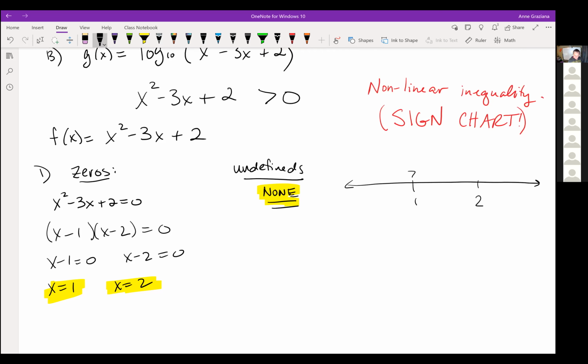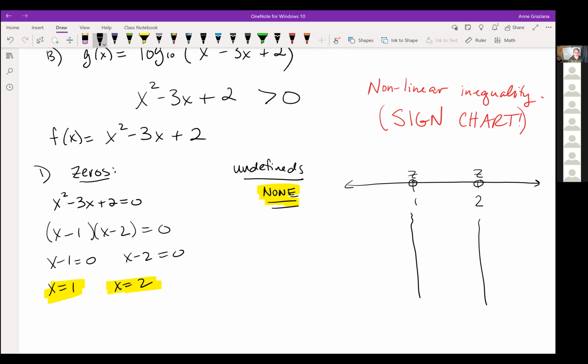Now here's a question. Are these zeros going to be included at all? No. How do we know, Christian? Yeah, because it's not equal to 0. Look at that inequality. There's no equal sign there. So we do not include these. Sorry, guys. You don't get to be part of our solution.